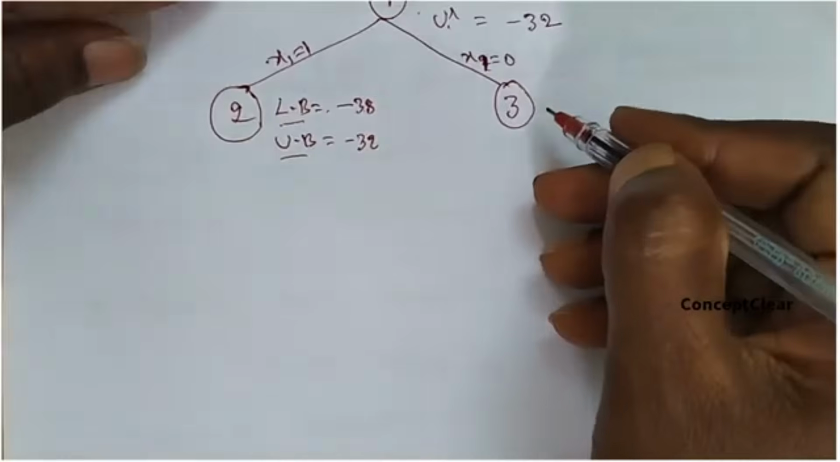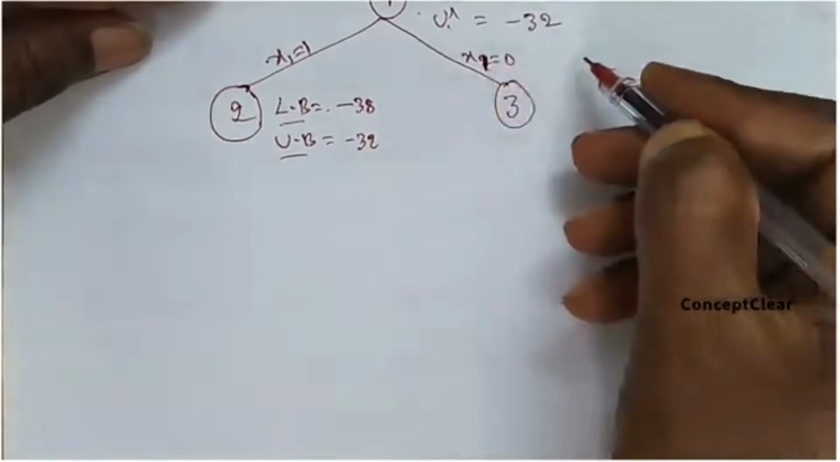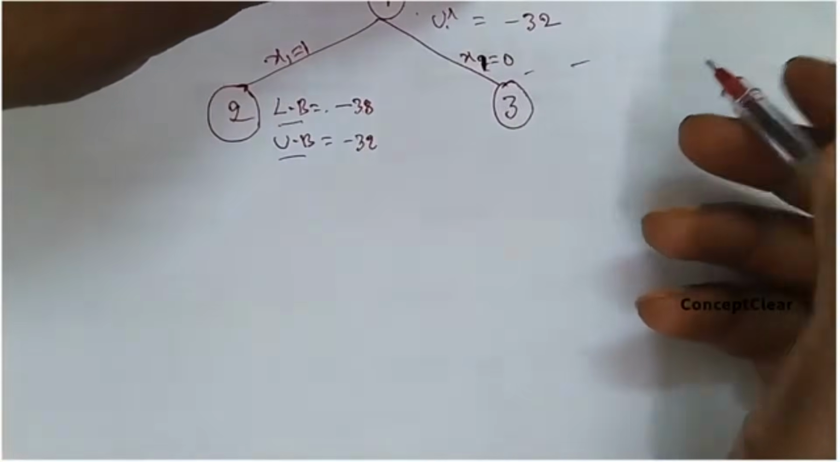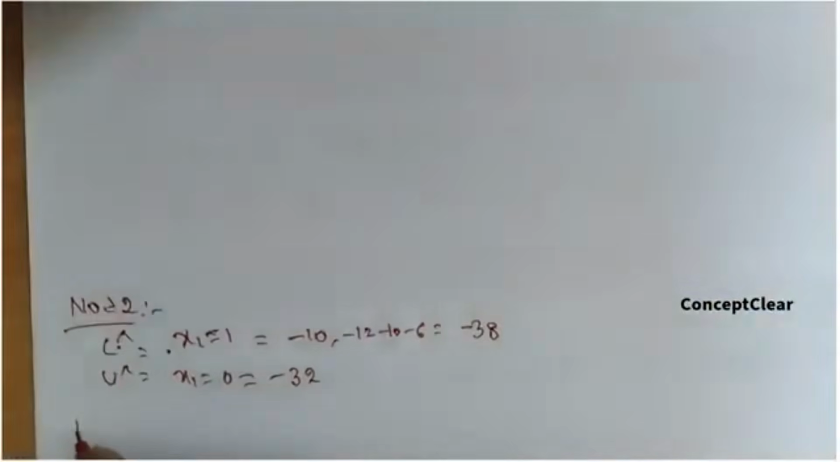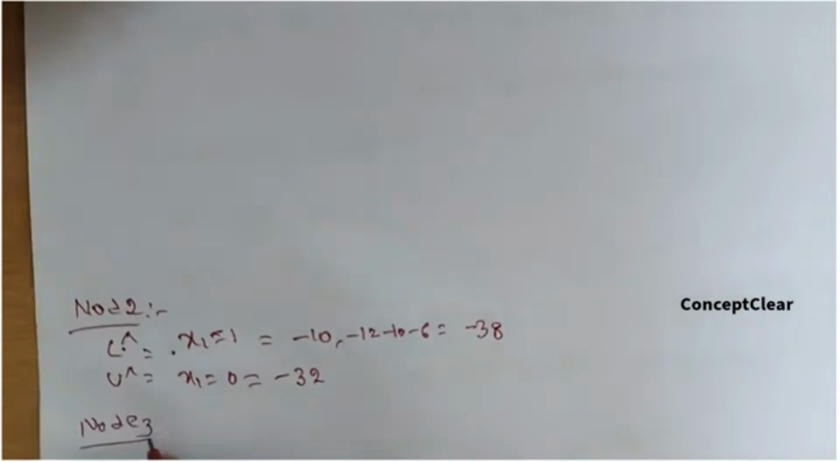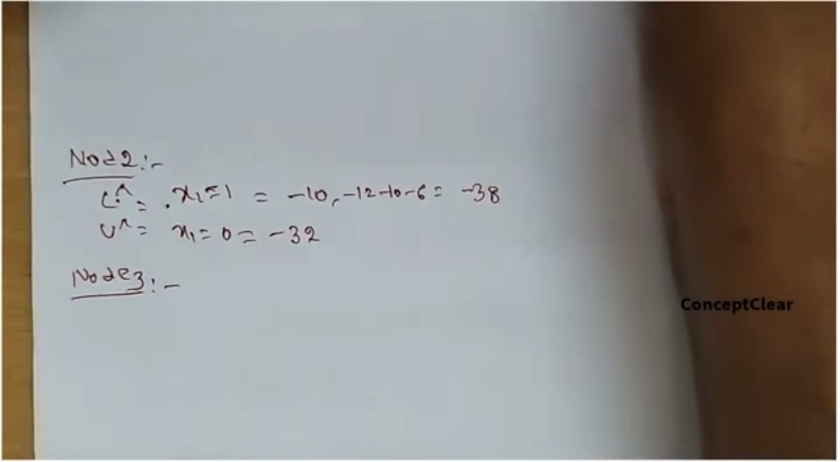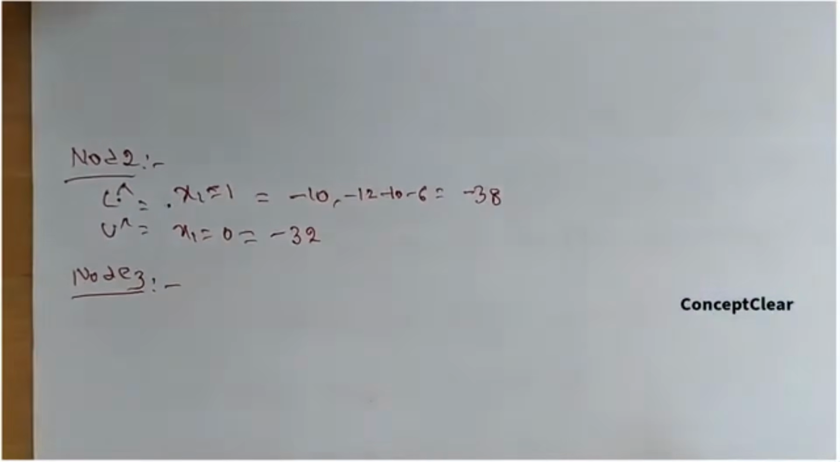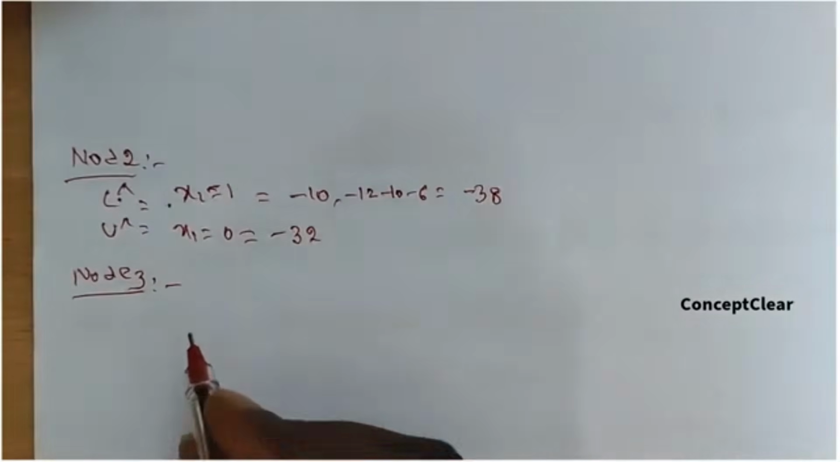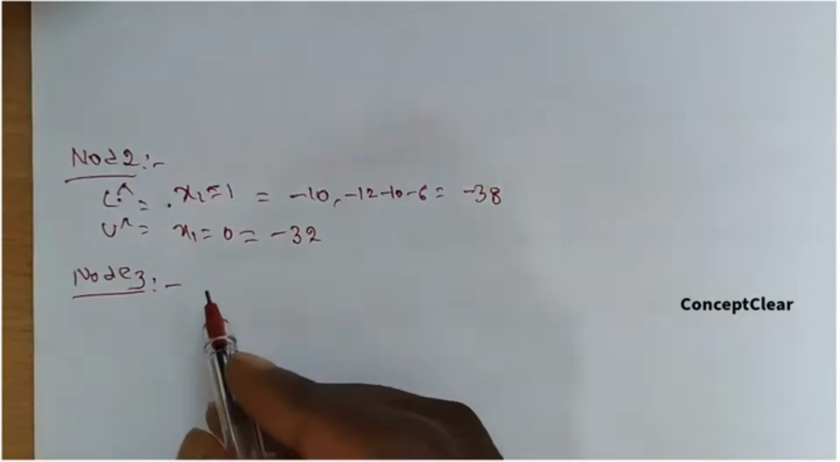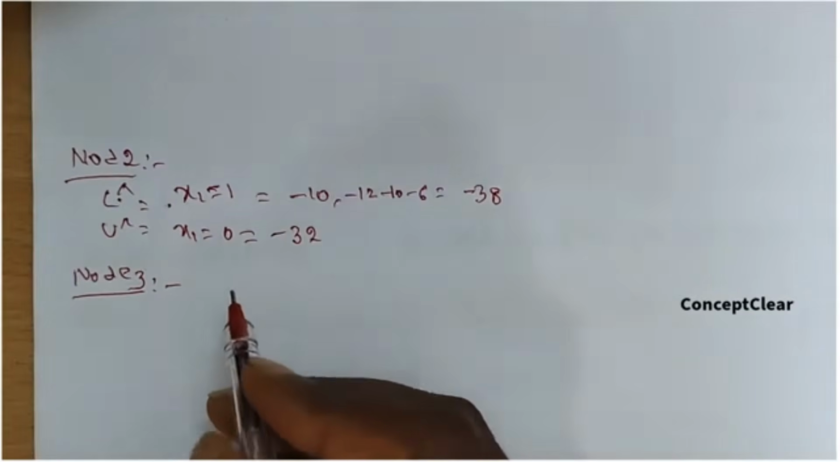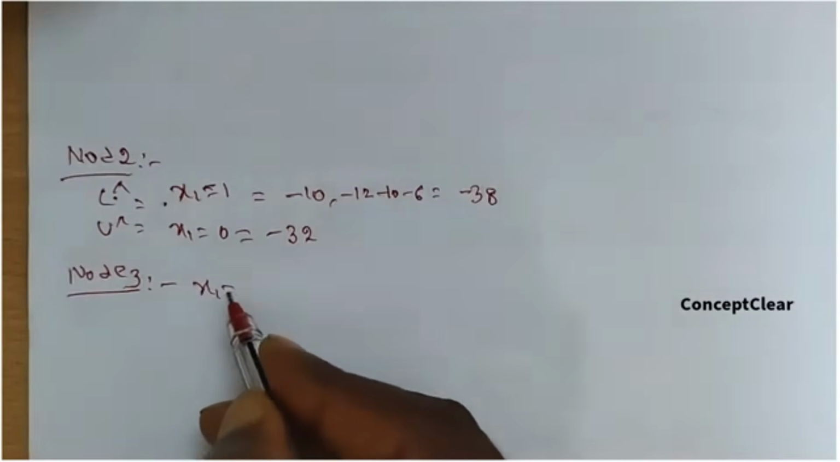And what about x3? x1 equals 0 means we are not considering the first object, so we have to calculate node 3. For node 3, again we have to find the least bound value and upper bound value. The least bound value for node 3: the first object is not considered, x1 equals 0.